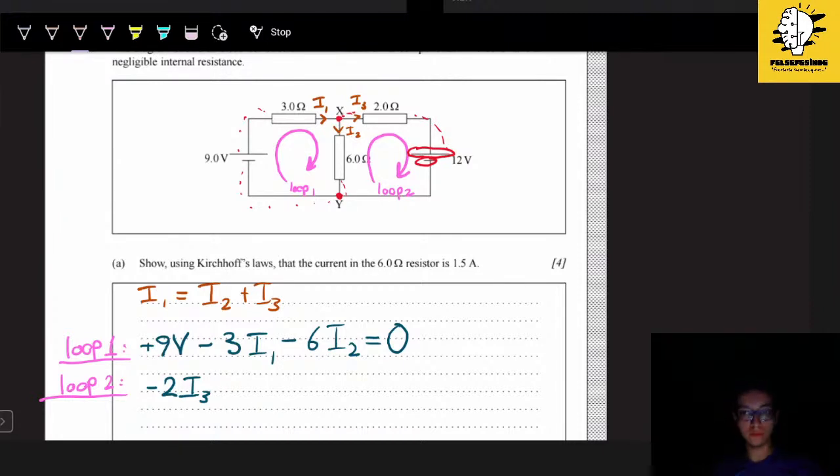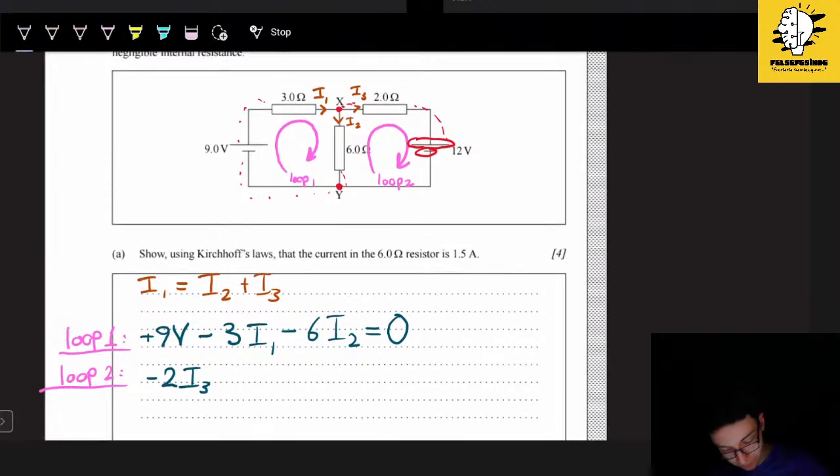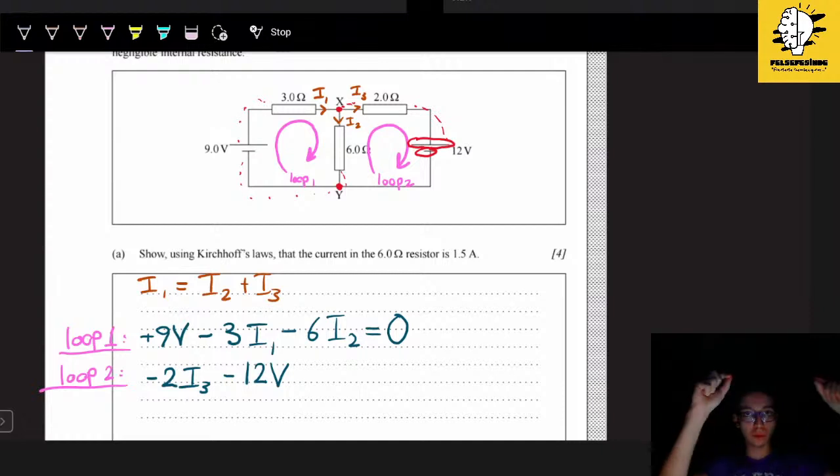And about this 12 volt battery, 12 volt cell, conventional current travels from the positive pole to the negative pole. But this time we see that we are jumping from positive to negative. So this has to be minus 12 volts. If the direction of our current takes us from the negative to the positive pole, this is a plus because we are going up the current. But if we are going from the positive pole to the negative pole, we are going down the current, so negative.